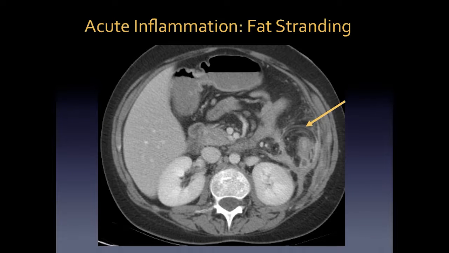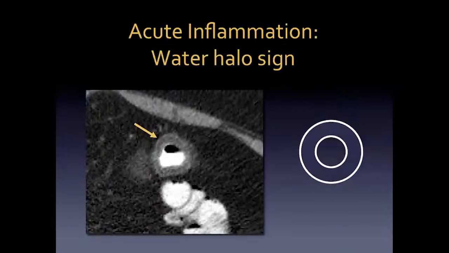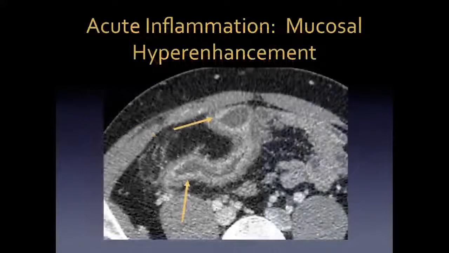So starting with acute inflammation, here a nice example of pericolonic fat stranding surrounding the descending colon, very abundant fat stranding in this case, a clear sign of acute inflammation. Now the water halo sign or the target sign, I'm of course referring to that hyperdense, hypodense, hyperdense layering of the bowel wall, demonstrated by this little donut graphic to the side. That is a sign of wall edema. If you see that, it is acute inflammation.